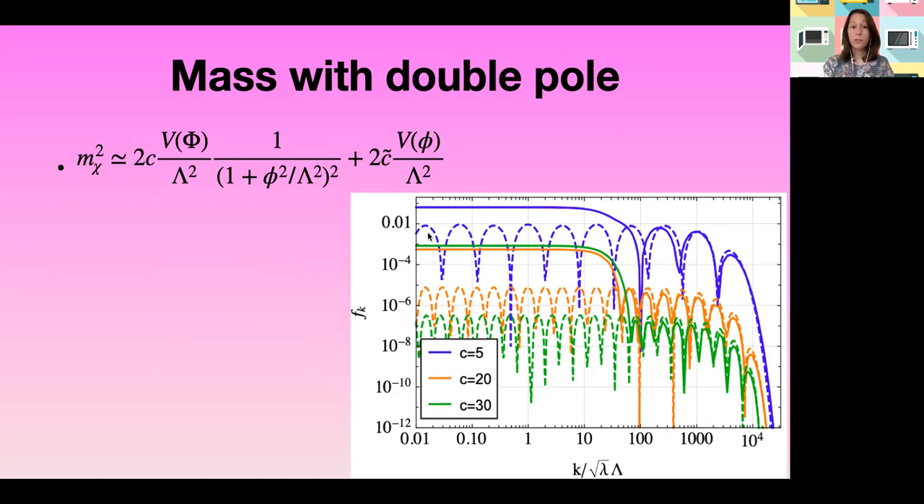Another interesting feature in this double pole situation that I would like to point out are these oscillations. They are caused by an interference between the contributions of the different poles. And it's actually very interesting that this is captured both by the numerical solution as well as by the semi-analytical approach.